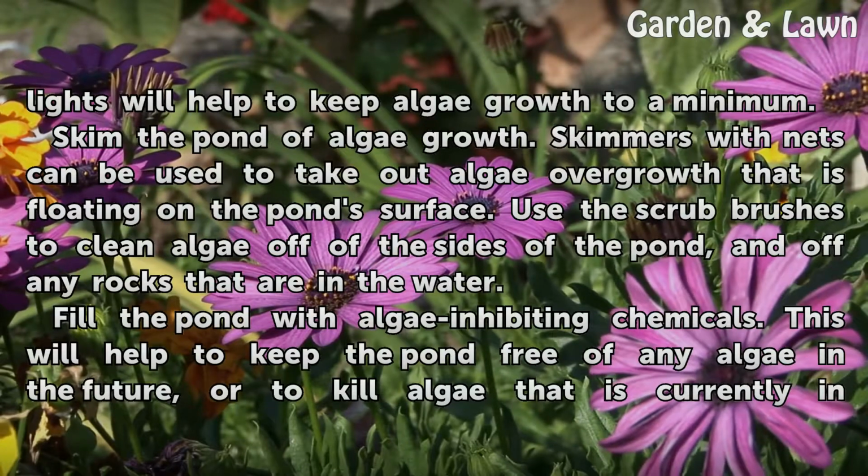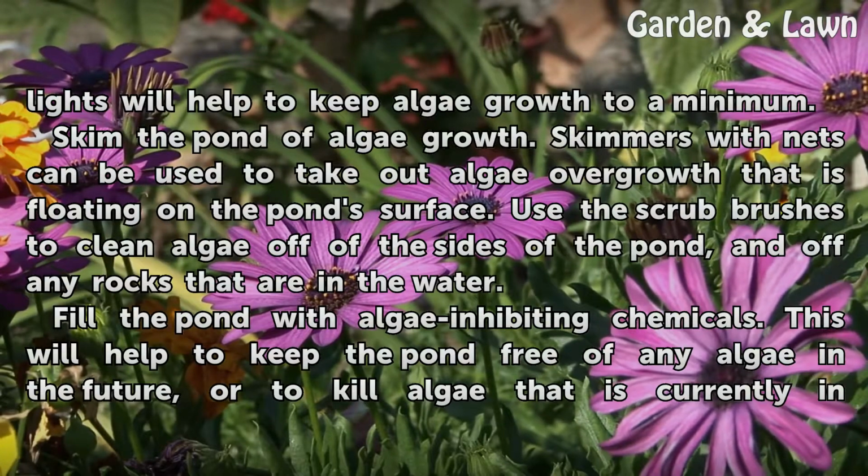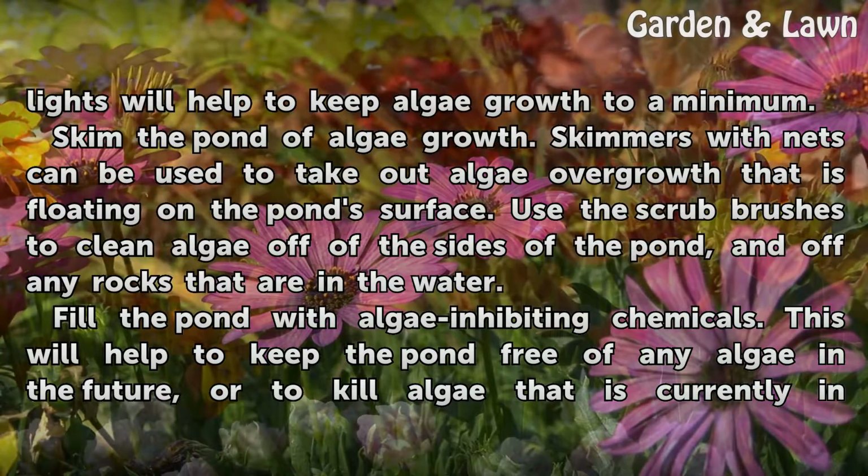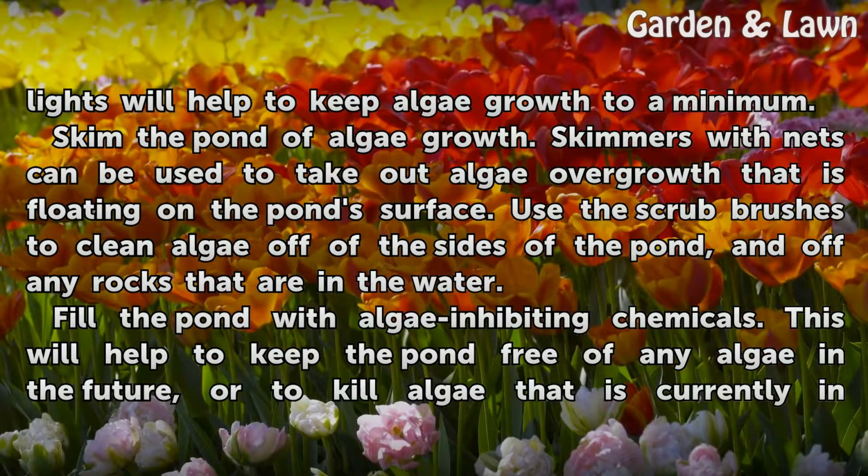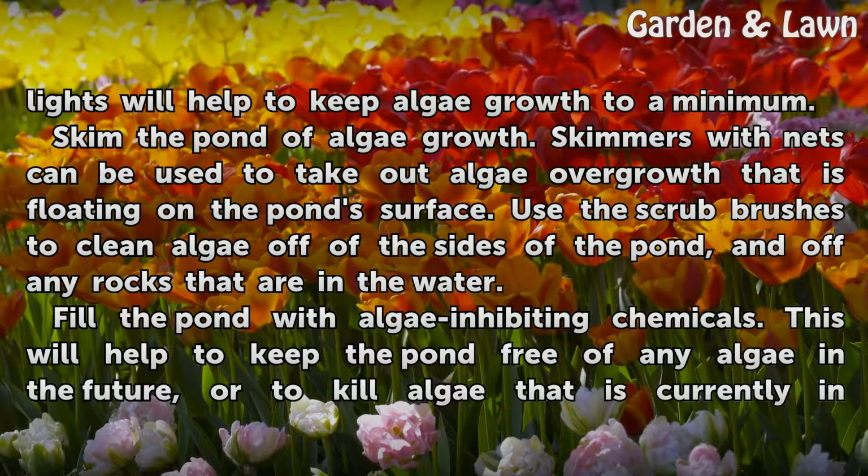Skim the pond of algae growth. Skimmers with nets can be used to take out algae overgrowth that is floating on the pond's surface. Use the scrub brushes to clean algae off of the sides of the pond, and off any rocks that are in the water. Fill the pond with algae-inhibiting chemicals.